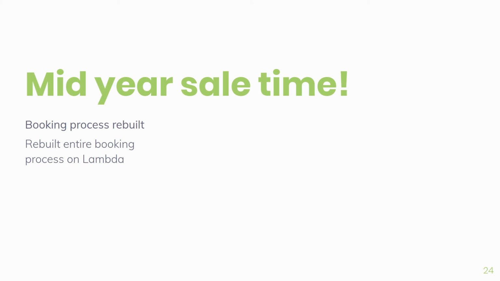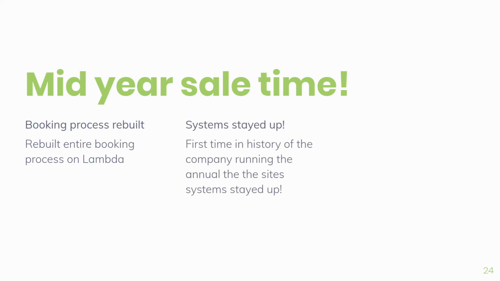We had increased our Lambda concurrency limit. We were no longer using relational databases. We were using DynamoDB to help handle that load for us. API Gateway was going to be beautiful. It was going to be magnificent, and we were right. Our system stayed up for the first time in years running this mid-year sale. It was beautiful. Things were going amazingly well.